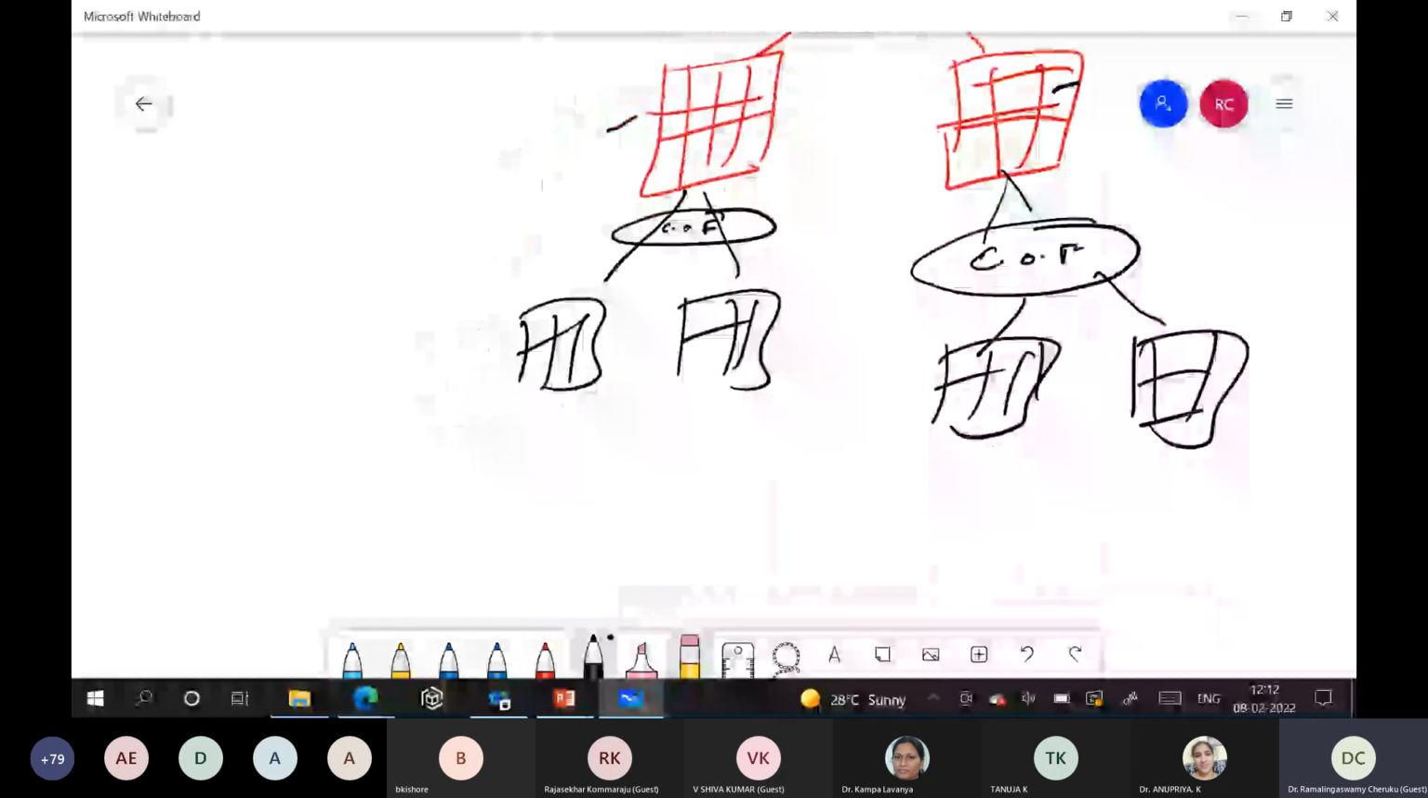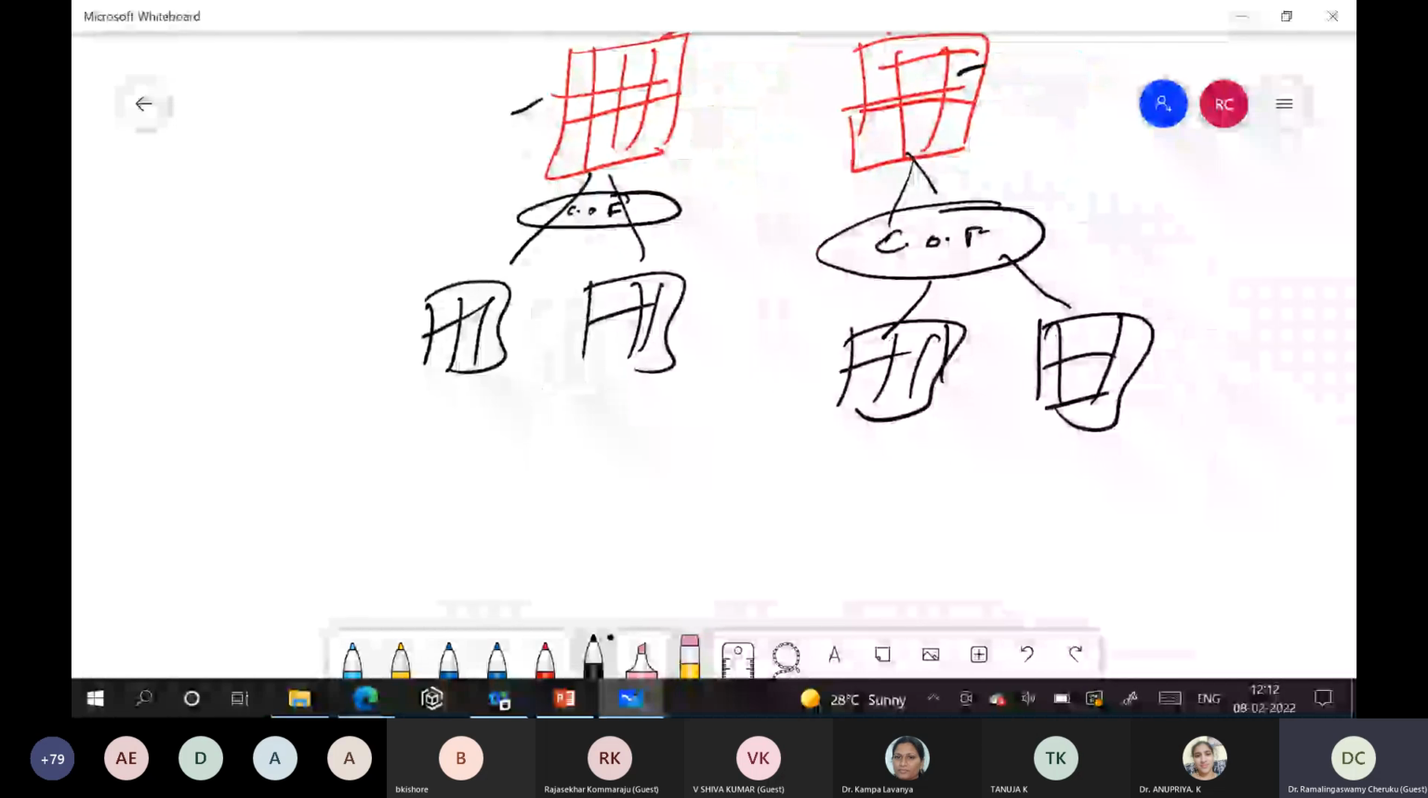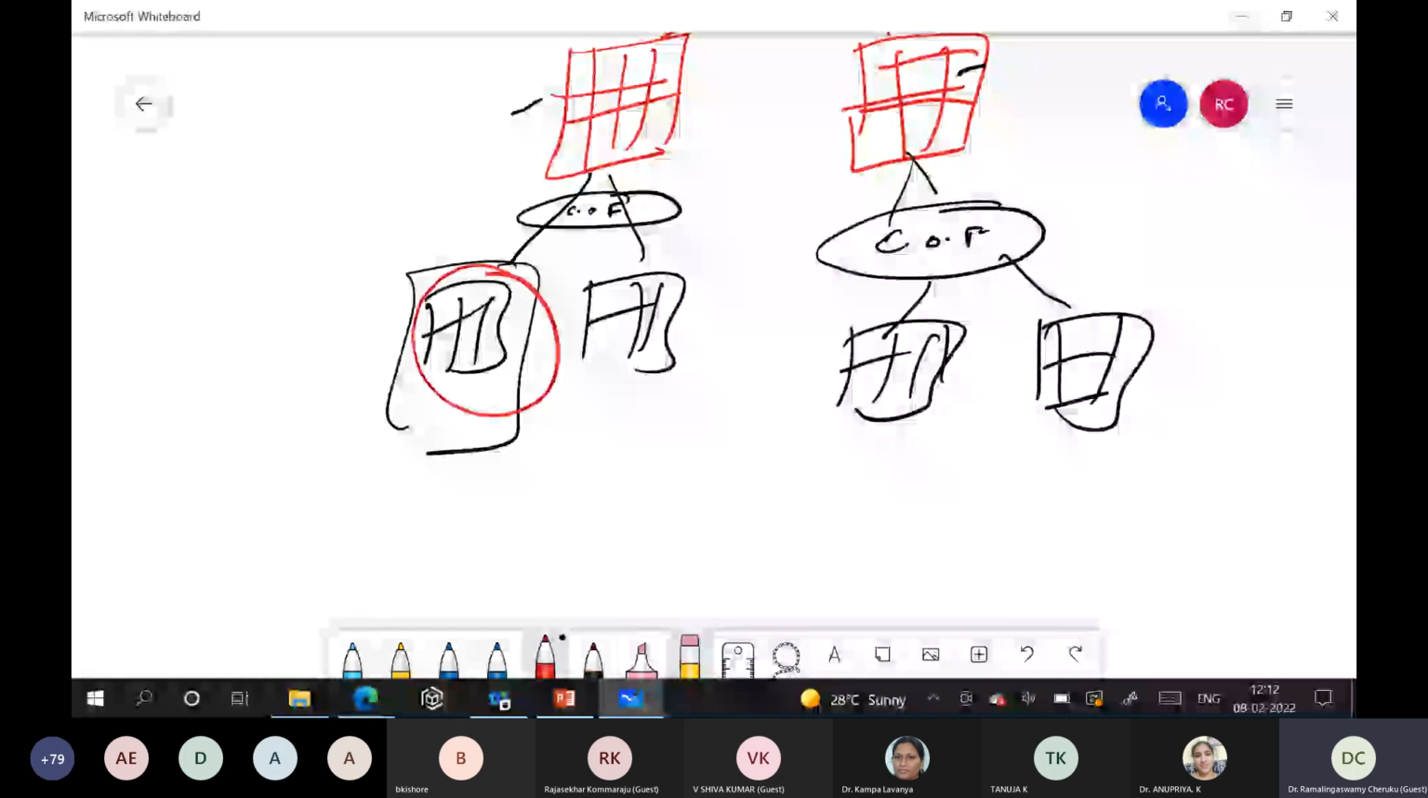Till how long do you have to do this process? This is an iterative, recursive process, till the entire partition has the same class label. If all are having the same class label, then that is where you stop.